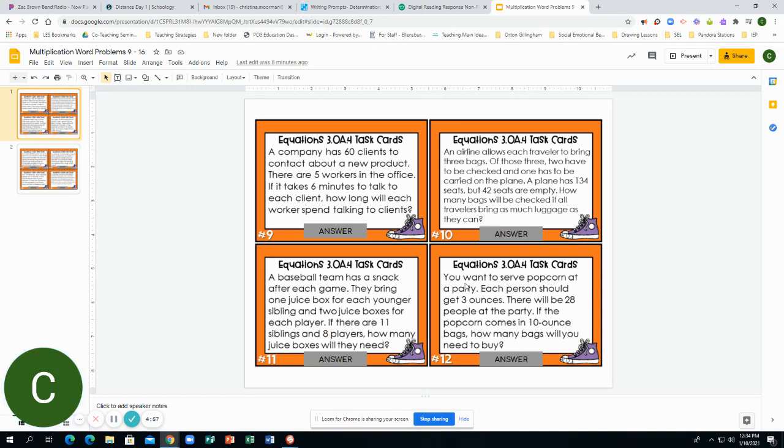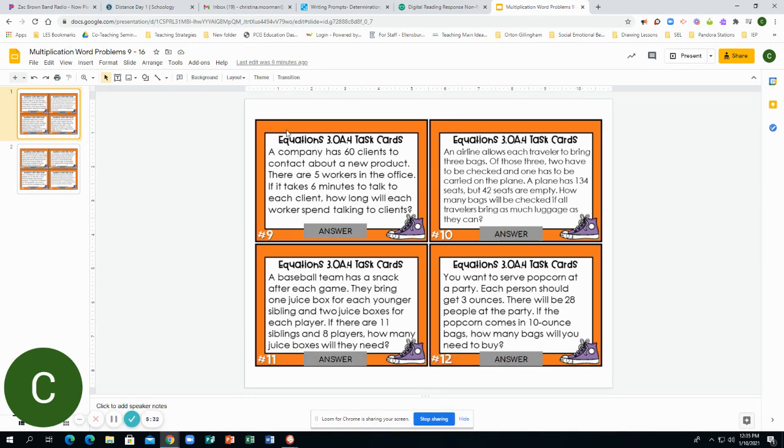Okay, number 12. You want to serve popcorn at a party. Each person should get 3 ounces. There will be 28 people at the party. If the popcorn comes in 10-ounce bags, how many bags will you need to buy? Each person gets 3 ounces, and there will be 28 people at the party. So each of those 28 people get 3 ounces. Can you add 28 3 times? Go ahead and do that.